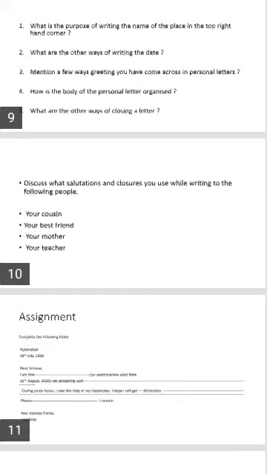Suppose you are writing to your mother. Salutation, my dearest mom, mummy, or ma, or ammi. Closure, your dearest son. Suppose you are writing a letter to your teacher. Salutation, dear sir, dear teacher. Closure, your student. Okay, these are the salutations and closures we write to cousin, best friend, mother, or teacher.